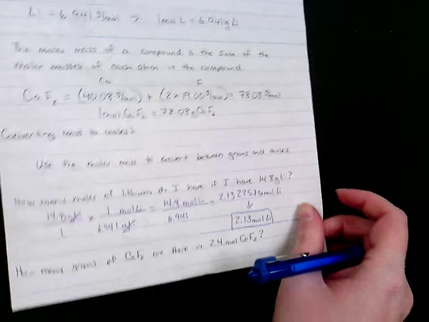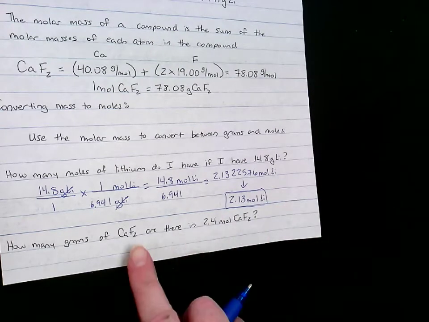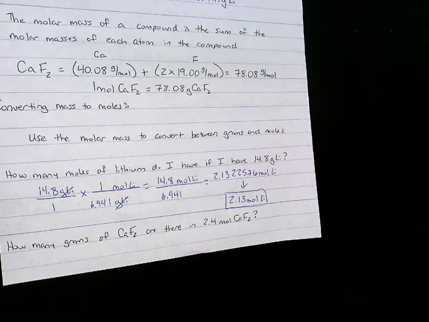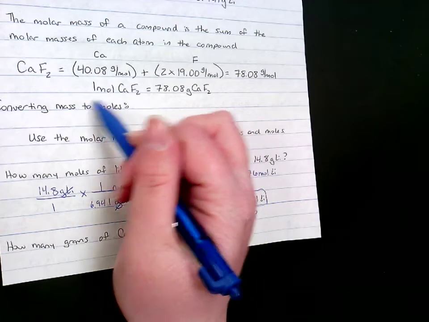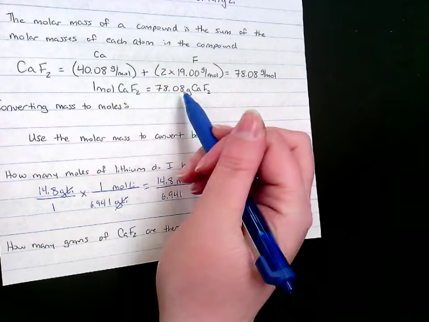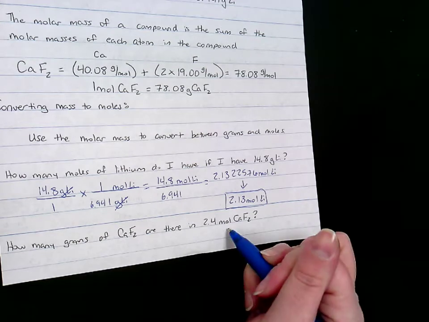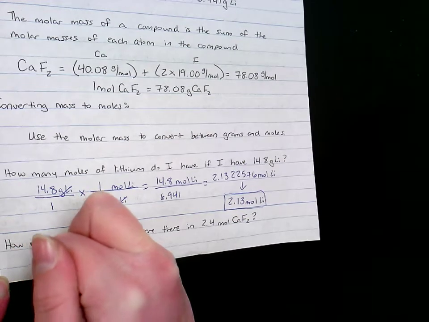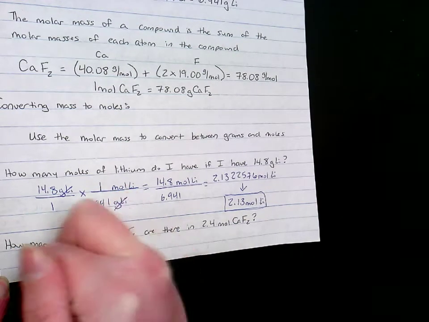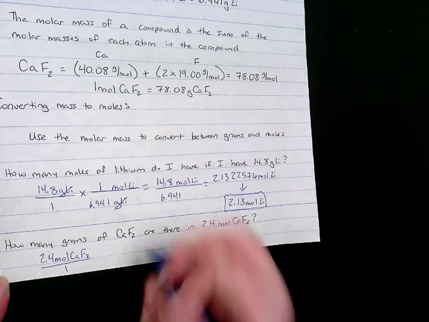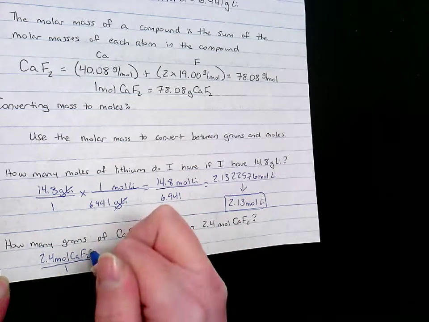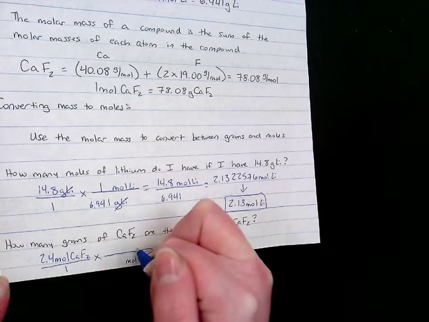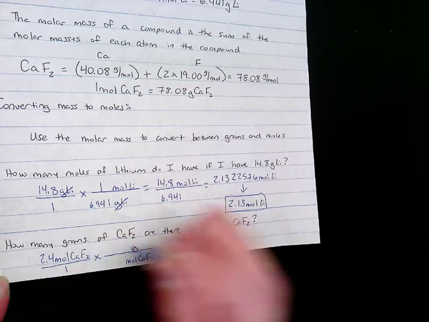I can also do this the other way, so from moles to grams. So here I want to know how many grams of calcium fluoride are there in 2.4 moles of calcium fluoride. So this time I'm going to be using this conversion factor to help me do that. So I take my given, 2.4 moles calcium fluoride, and I'm going to set up my conversion factor to factor out moles. So moles of calcium fluoride goes on the bottom, and grams, the thing that I want, goes at the top.